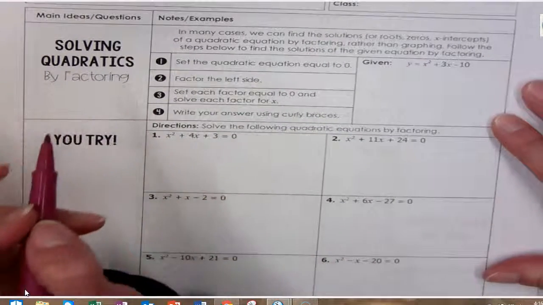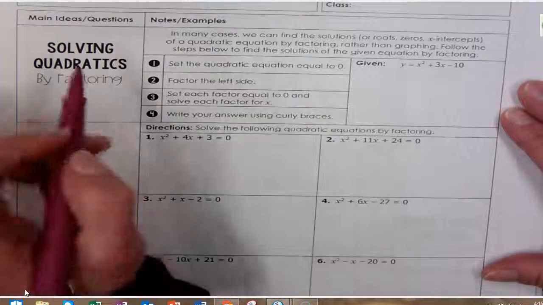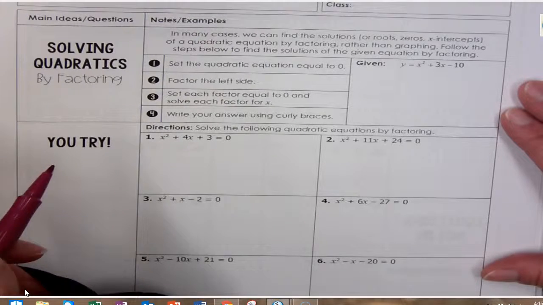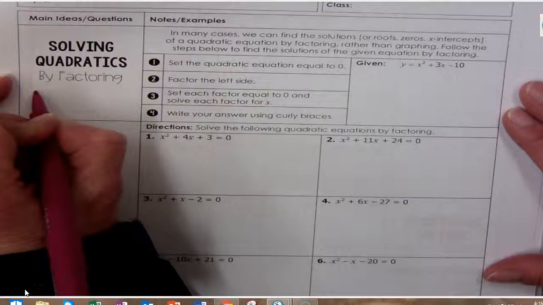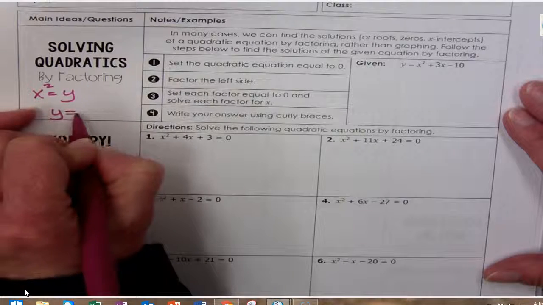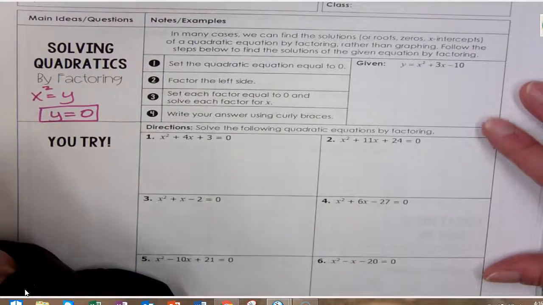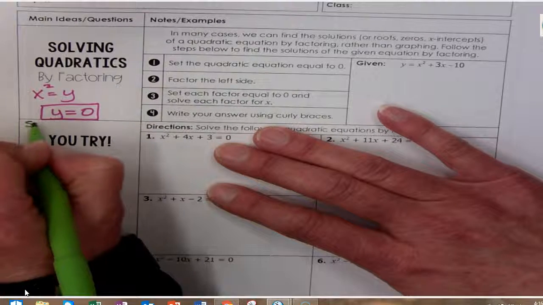Now we've done graphing quadratics, we've done transformations, we've done factoring. Now we're going to solve, because up until now we haven't seen an equal sign. And I was talking to you guys about how when there is an equal sign and you've got a quadratic, for example, x equals y like this, the y you want to say is equal to 0. And the reason is, if you can remember when we talked about the vocabulary, when y equals 0, that is where we have our solutions.